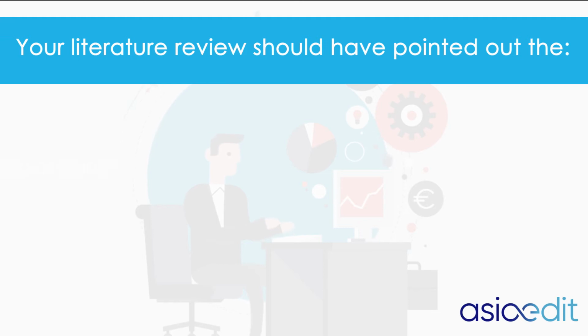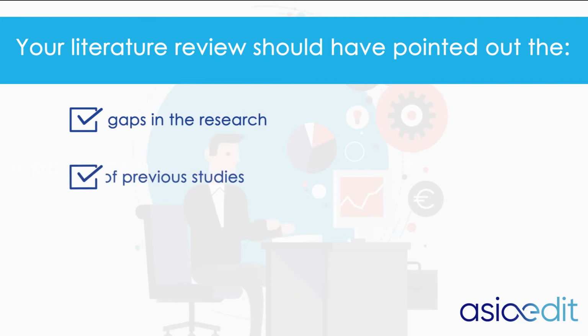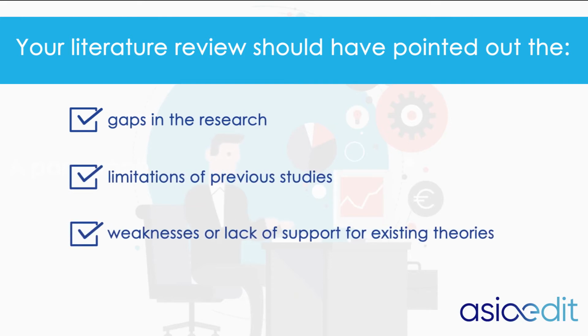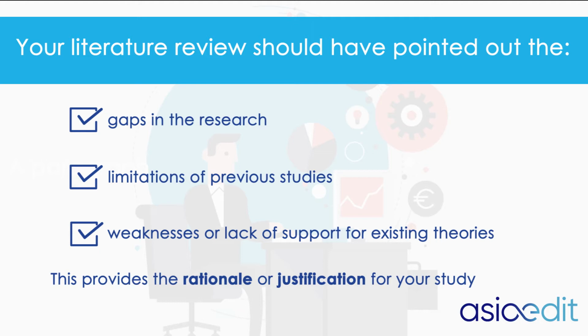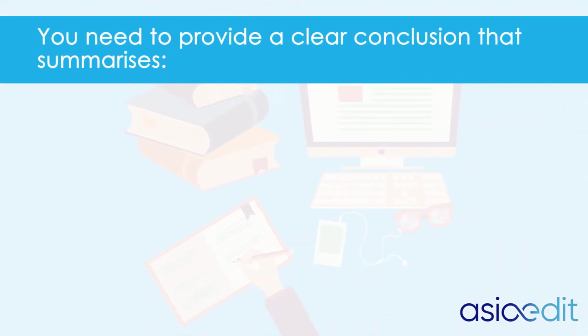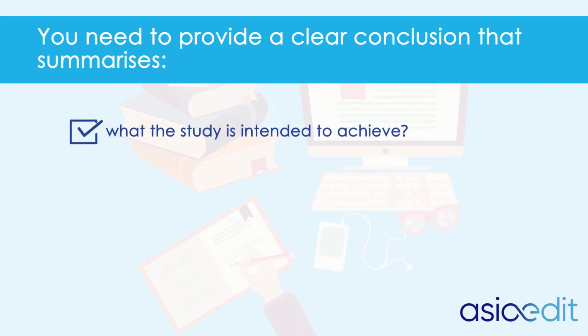Your literature review should have built a strong case for the need for your study by pointing out the gaps in the research, the limitations of previous studies, the weaknesses or lack of support for existing theories, and so on. This provides the rationale or justification for your study. However, at the end of the literature review, and before you move on to the study itself, it is important to provide a clear conclusion that summarises exactly what the study is intended to achieve and why it is important.